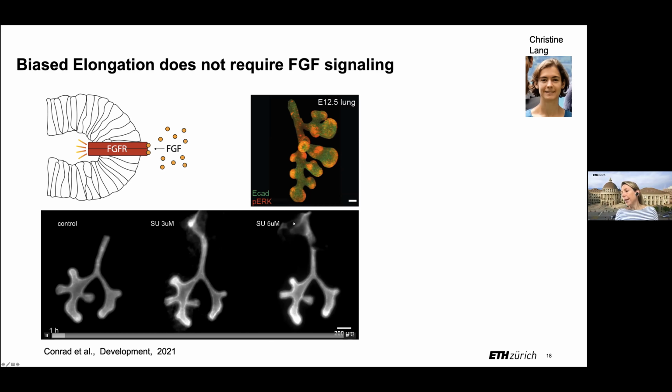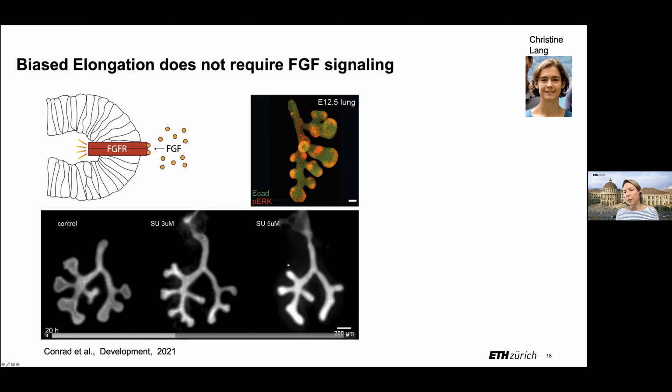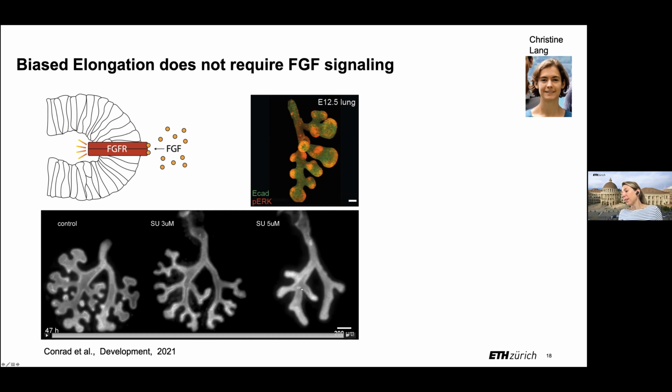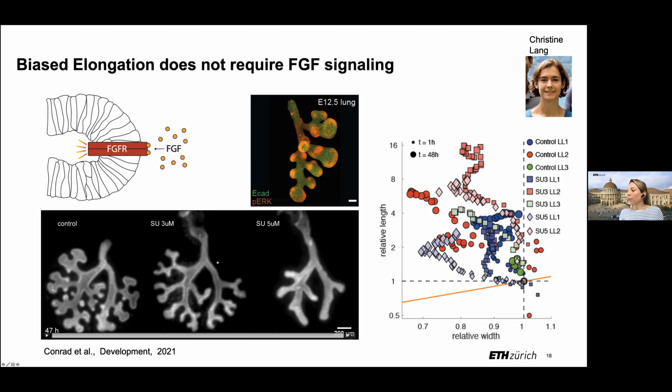However, if you inhibit FGF signaling with an SU5403 inhibitor, you affect outgrowth, you affect branching, but you're not affecting the bias of outgrowth. So both the controls and those SU cultures, they have the same bias in outgrowth. And that means that this signaling of FGF10 at the tips seems not to have anything to do with the bias in outgrowth.